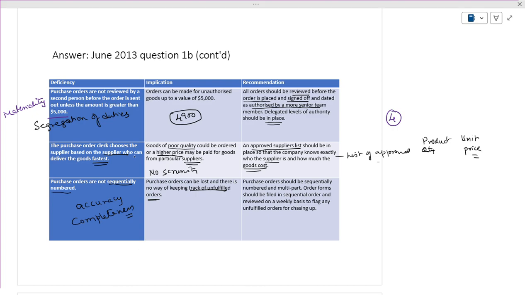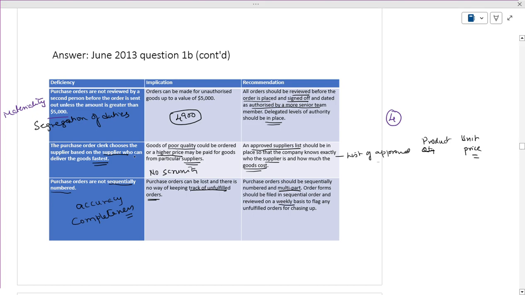Purchase orders should be sequentially numbered and multi-part. Not one, multi-part. You have to have an accounts copy, a stores copy, a suppliers copy, and an original copy. You should have 4 parts. The order form should be in sequential number.